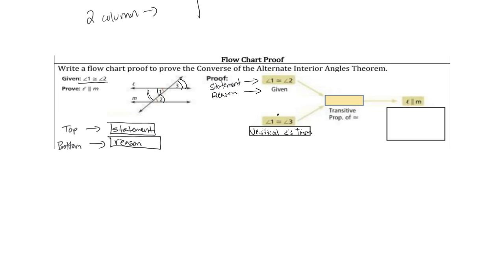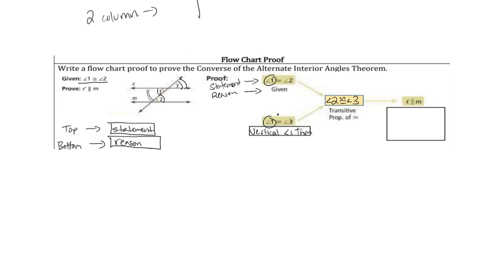Now, the next one, we're given the reason, right? So we need to write the statement. The reason is the transitive property of congruency. So we're going to look for two things equaling the same thing, right? So both 2 and 3 are congruent to angle 1. Therefore, by the transitive property, angle 2 is congruent to angle 3. Right? So now we have angle 2 is congruent to angle 3, angle 1 is congruent to angle 2, and angle 1 is congruent to angle 3.